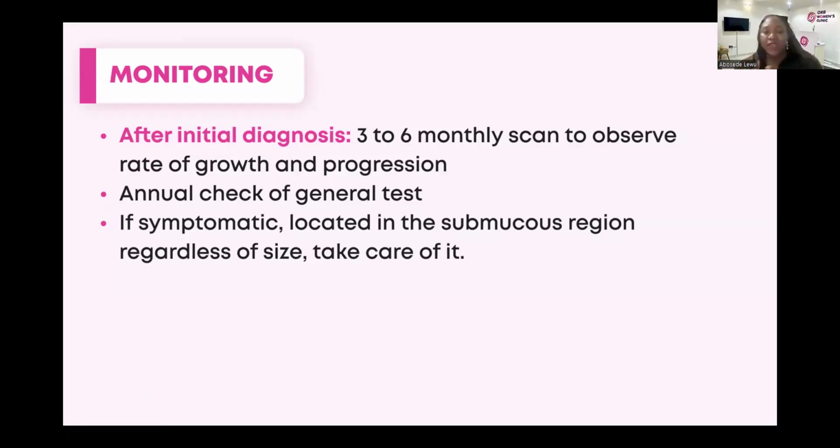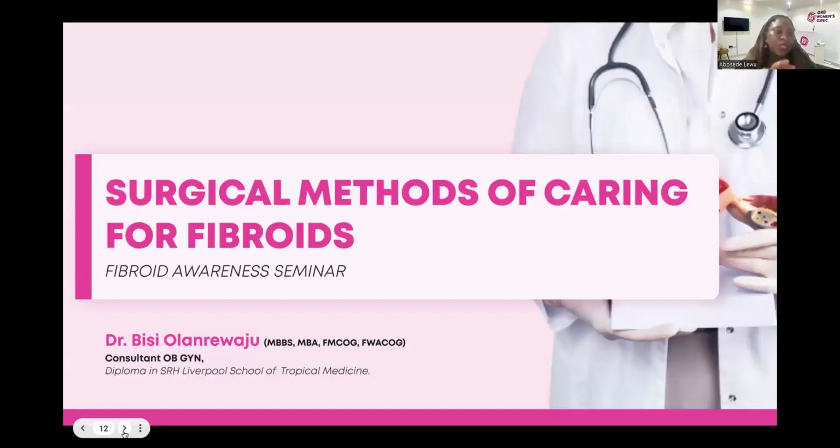Do your annual check every year. Do a scan. Is this thing getting bigger? Check your blood level, especially if you're symptomatic. If it is in the lining of your womb, like that small space I showed, you should consider making sure that the gynecologist helps you take it out. And there are easier ways to do it that are not like the big major surgery.